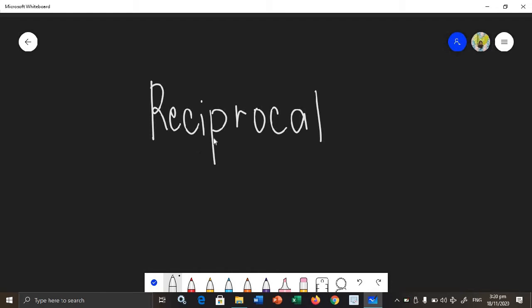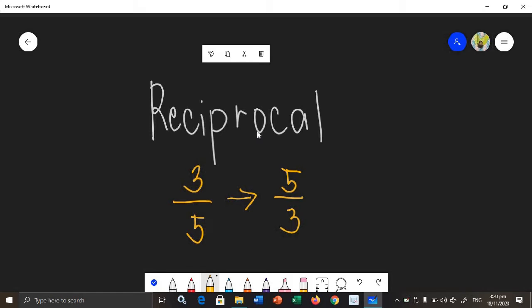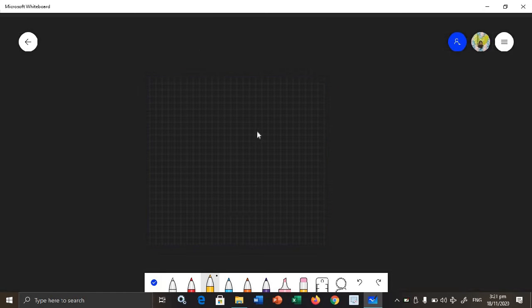So how does that work? Let's say, for example, we will get the reciprocal of 3 over 5. We just switch its position, in short. So the reciprocal of 3 over 5 is 5 over 3. That is how the reciprocal works. You should remember this because you're going to use it in dividing rational algebraic expressions.